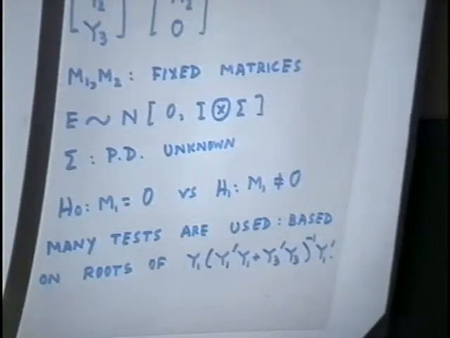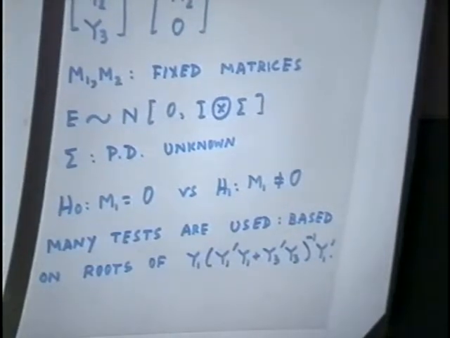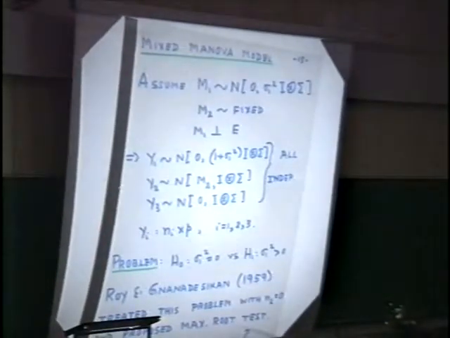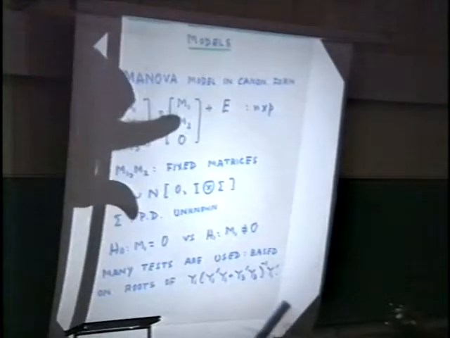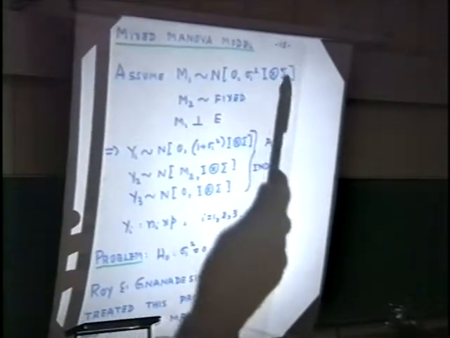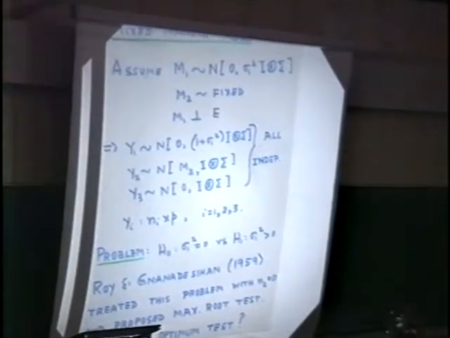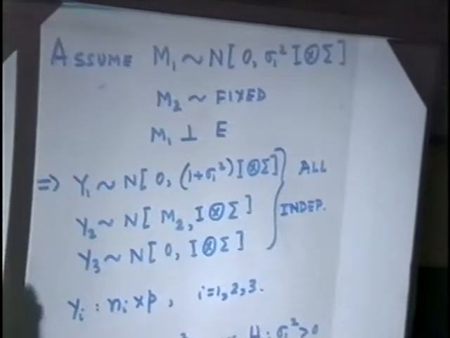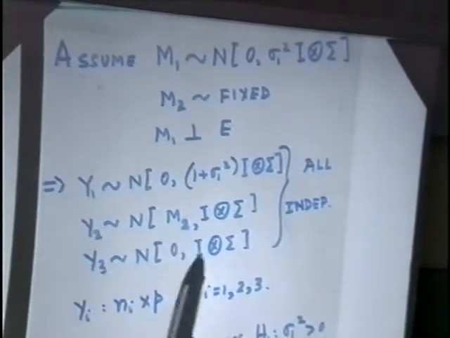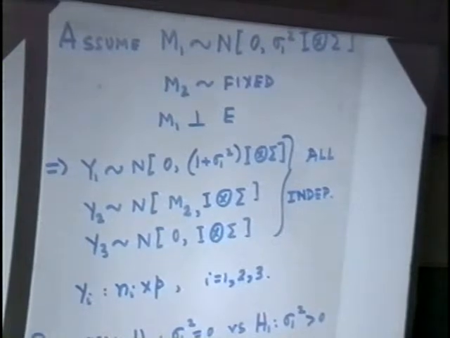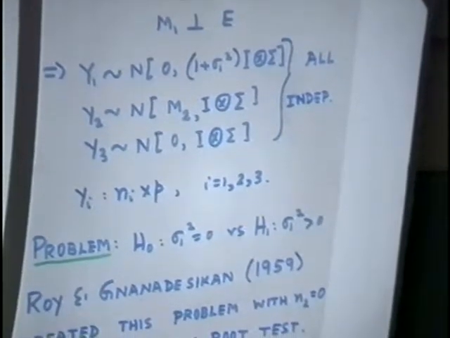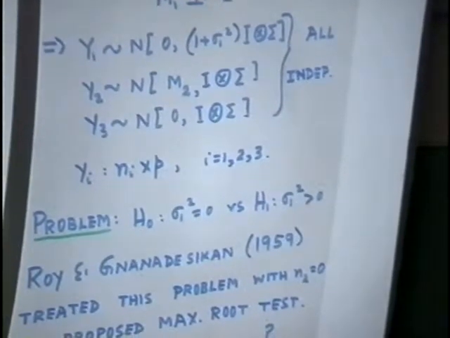I'll consider the mixed MANOVA model, assuming that M1 here is random. So the mixed MANOVA model can be thought of in this form. M2 is still fixed, the second component here is still fixed, but M1 is random. And I assume that M1 is normal with mean 0 and variance covariance matrix given by sigma1 squared, so it's a scalar multiple of the error term, I cross Sigma multiplied by sigma1 squared. So that gives Y1 in this form, Y2 and Y3. And the problem is to test whether sigma1 squared is 0, alternative sigma1 squared positive. So this can be thought of as the mixed MANOVA model.